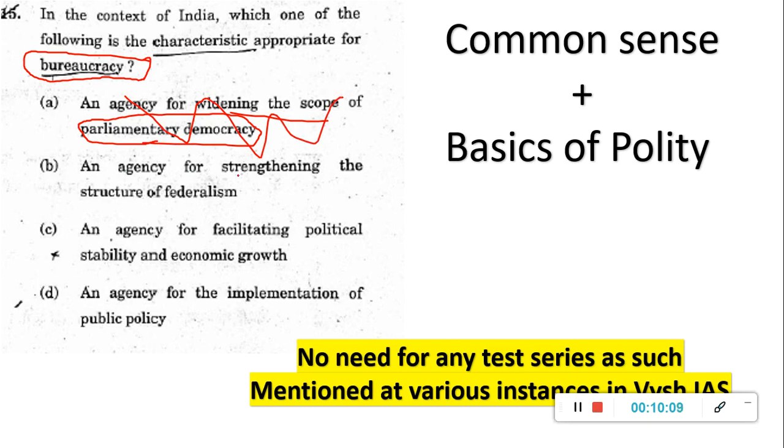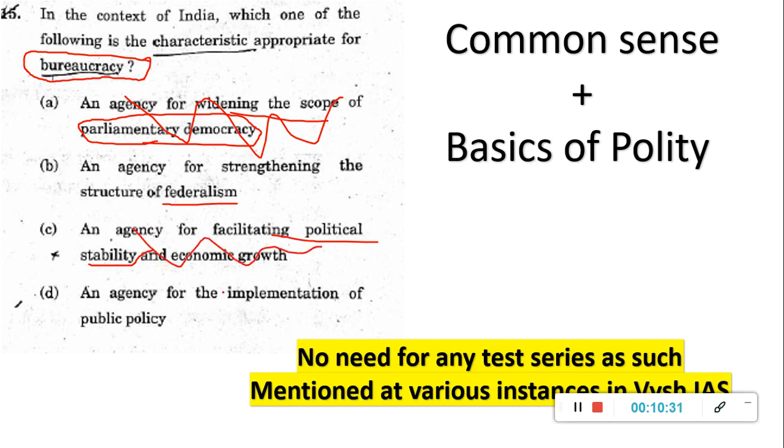An agency for strengthening the structure of federalism. Okay, so this may be somewhat true. Like you are at the ground level, you are going to help reach the funds from the center to here, you are going to work. So this was a doubtful thing. Now, an agency for facilitating political stability and economic growth. Okay, you cannot facilitate political stability and all these things. So this also is gone.